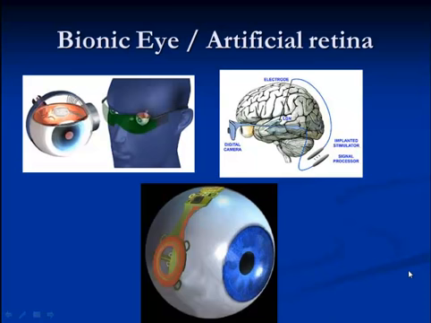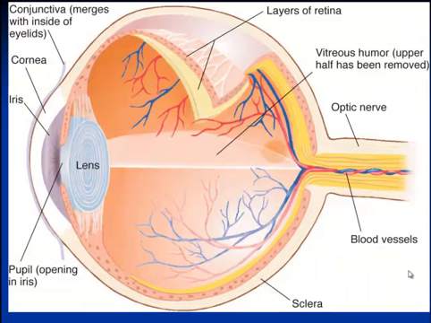There's also been a lot of really interesting advances in vision. We're going to talk a little bit about cochlear implants for hearing, but there's also been some work on such things as the artificial retina or the bionic eye, and I think we're going to see that as a big part of the future. Okay, so there's the eyeball, the basic eyeball.